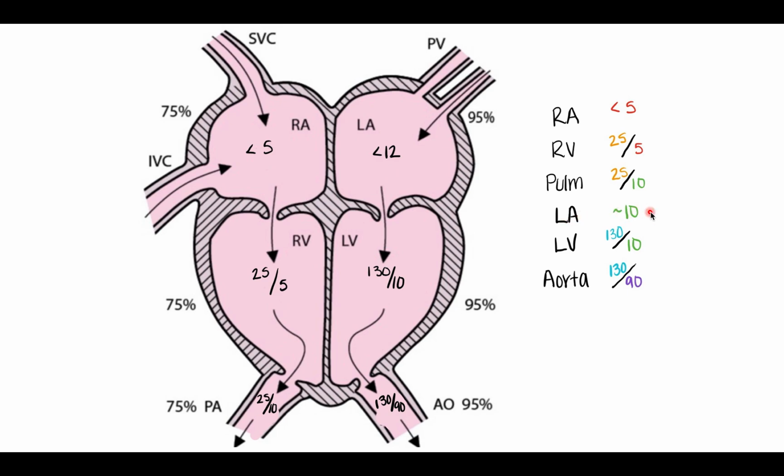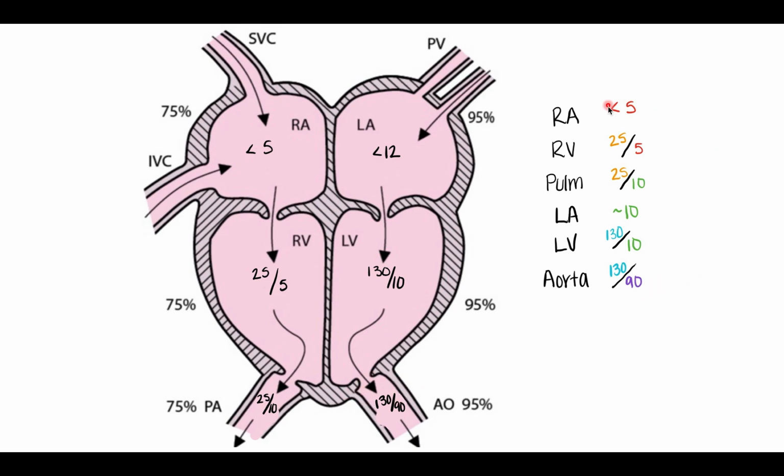And so if you go from the left atria to the left ventricle, that 10 should go to the denominator right there. And if it doesn't carry over, then you know that there's a problem in that mitral valve. And then you have 130/10 or 120/10, you know, every source is different. That 130 should carry over to the aorta. And so then the aorta will be 130/90, or maybe it's like 120/80, whatever your book says. But you have to know that this number is going to carry over. If not, you're going to have a problem in your aorta, maybe a stenosis or something.